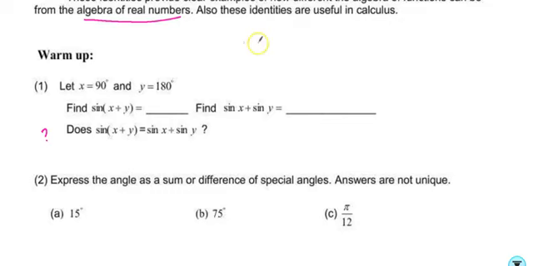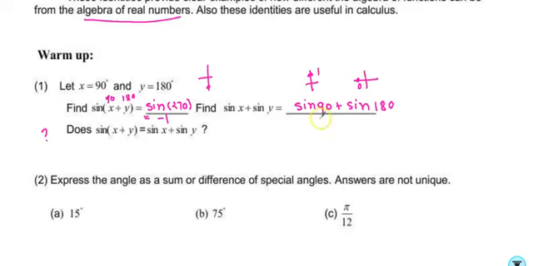Okay, welcome back. So what will sine of x plus y be? This is 90 and 180, so this becomes sine of 270, and we know that sine of 270 means the y coordinate on the south, which is -1. Versus sine of 90 plus sine of 180: 90 is up here north and 180 is on the west, so 1 plus 0, this answer comes out to 1. Whereas sine of x plus y is sine of 270, the answer is -1.